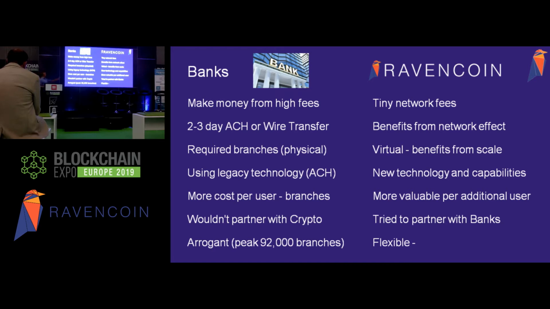And crypto, not necessarily Ravencoin specifically, has tried to partner with banks and hasn't had a lot of success. I can kind of understand why banks would be a little nervous, but that's what's happening. And then cryptocurrency is very flexible. It's being used for different things and is adapting to its environment. So anyway, that's the story.